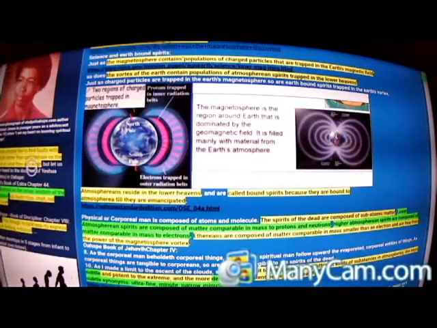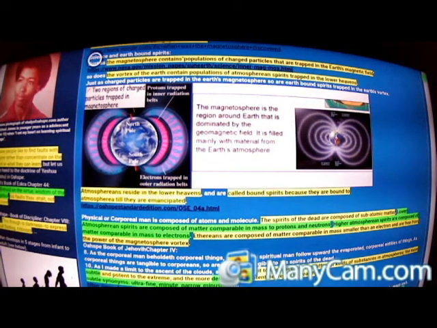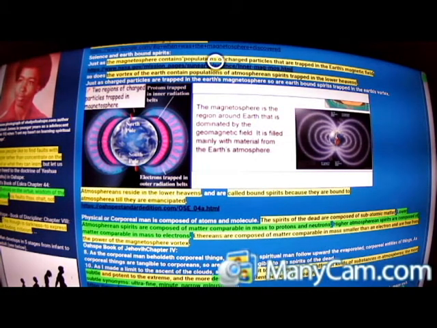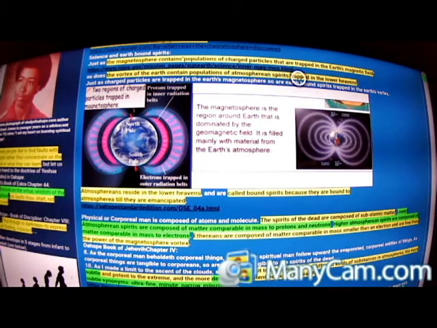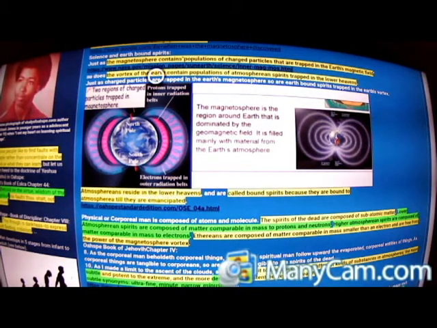Science and earthbound spirits. Just as the magnetosphere contains populations of charged particles that are trapped in the Earth's magnetic field, so does the vortex of the Earth contain populations of atmospheric spirits trapped in the lower heavens. Just as charged particles are trapped in the Earth's magnetosphere, so are earthbound spirits trapped in the Earth's vortex.